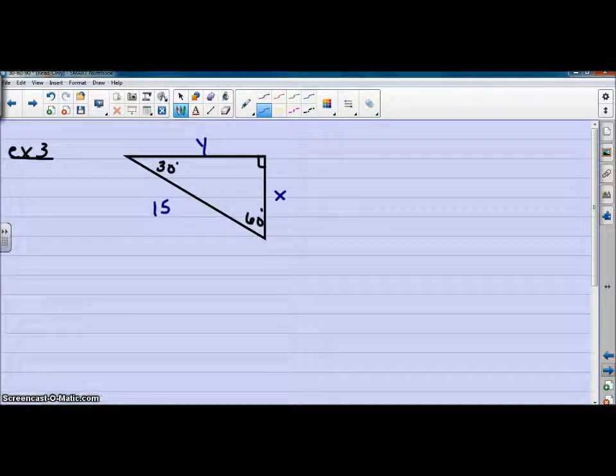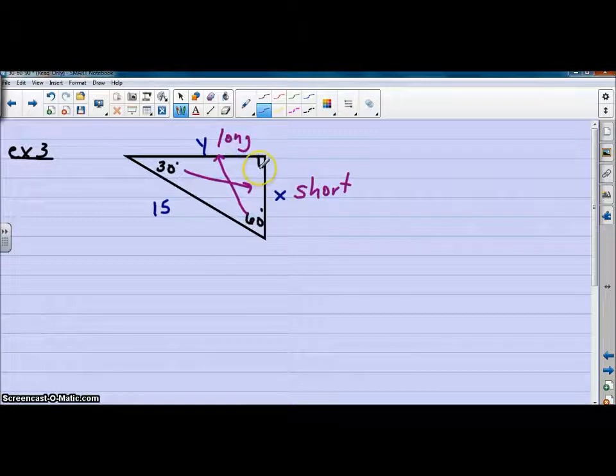Example number 3. Once again, I look directly across from the 30. That's going to be my short side. I look across to this from the 60. That's my long side. And across from the right angle is my hypotenuse. Okay, my given information is again the hypotenuse. The only place to go from the hypotenuse is the short leg. Remember, that's a 1 to 2 ratio between the short and the hypotenuse.